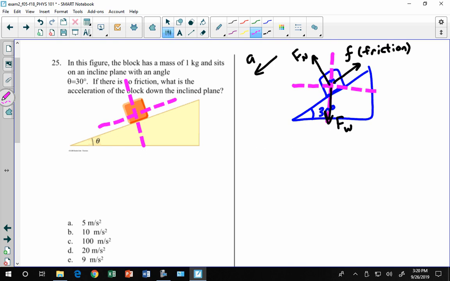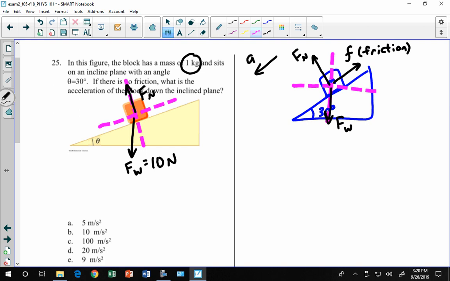Okay? Now, I'm going to draw my vectors on here, kind of like I did before. My weight looks like this. That's F_W. And I know that this is 1 kilogram, so I know that my weight is 10 newtons. 1 times g is 10. 1 times 10 is 10. And then I have another force here, which is my normal force, F_N. There's no friction, so those are the only forces that I have acting on this block.